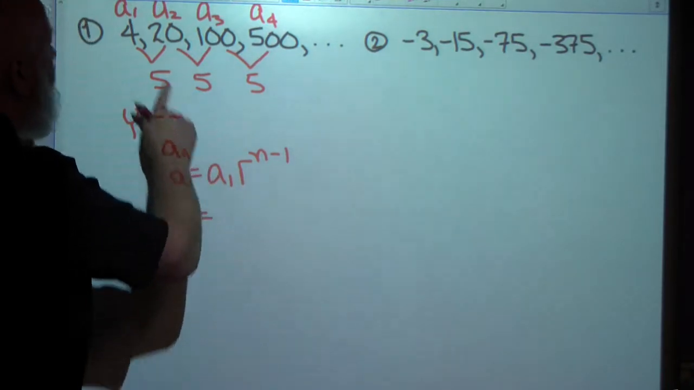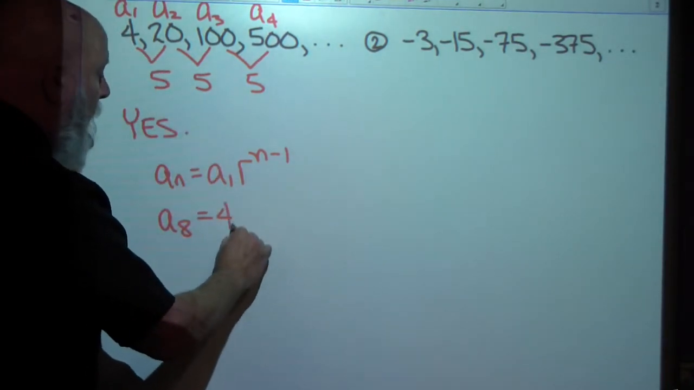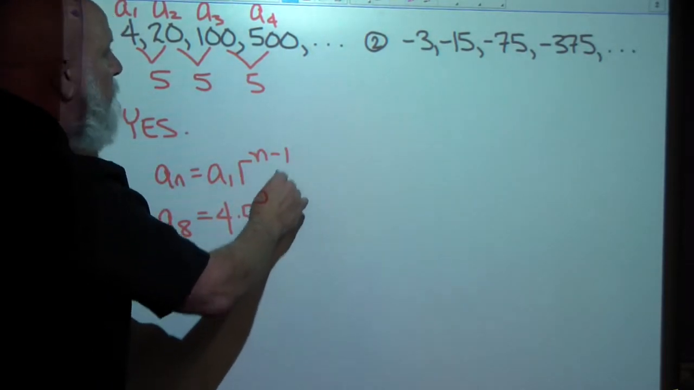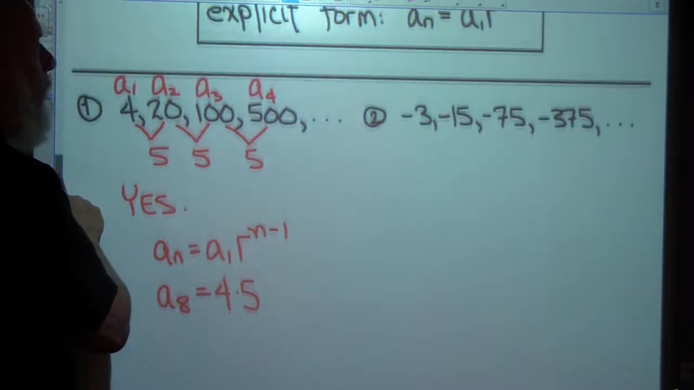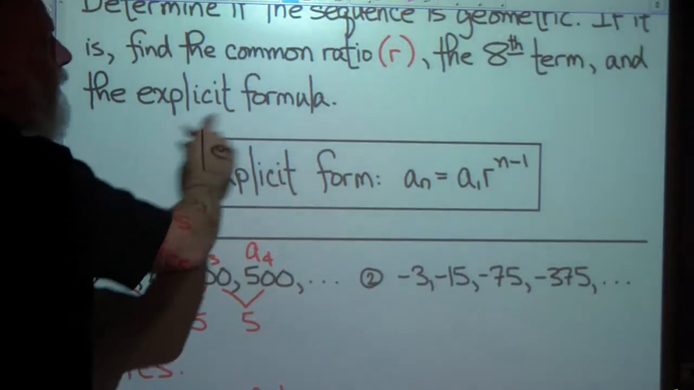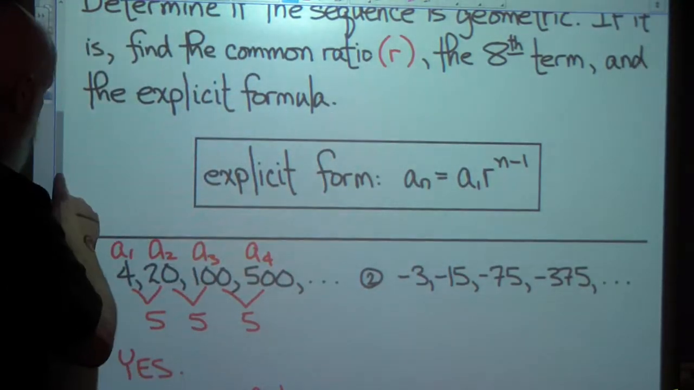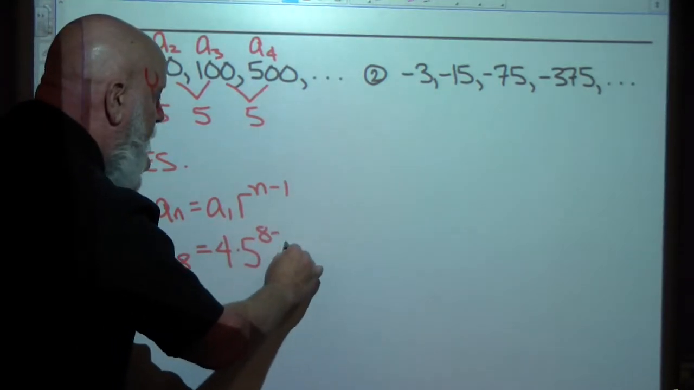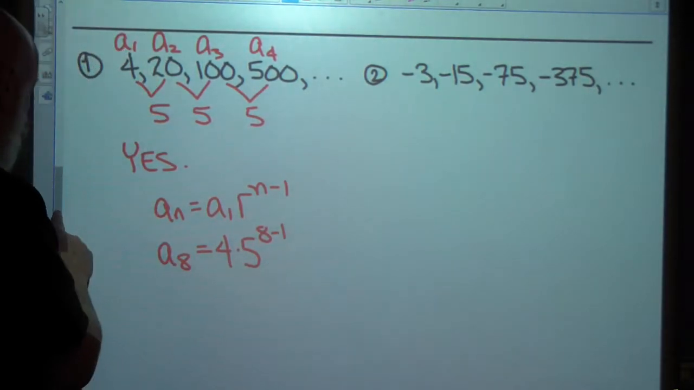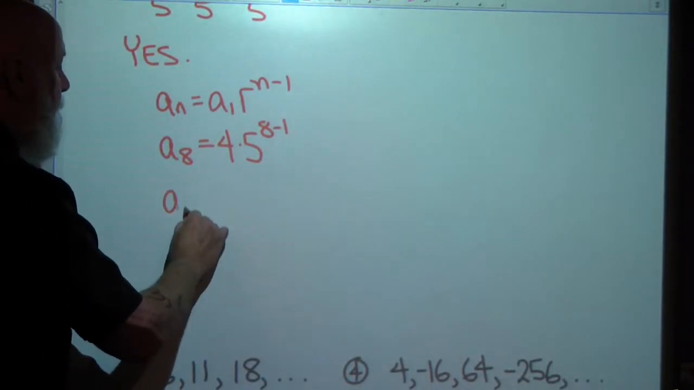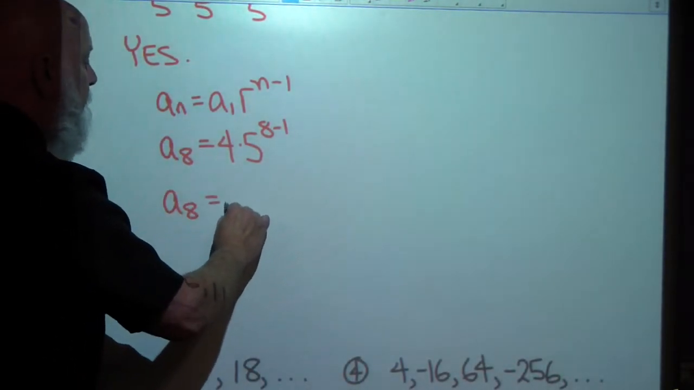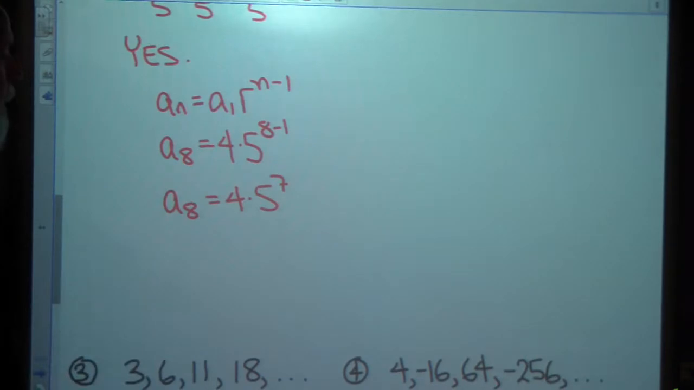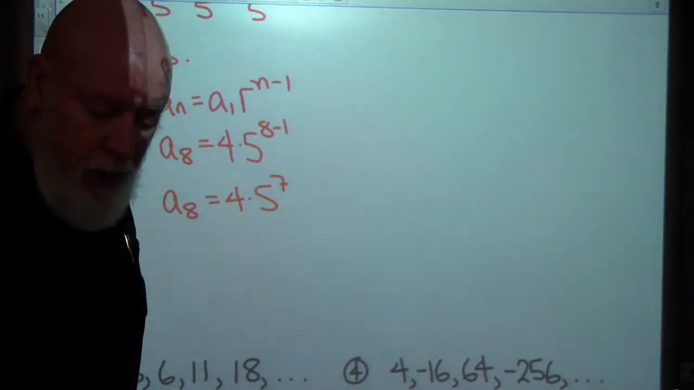So a sub 1 is the first term, 4. r, we just found, was 5, the common ratio. And n minus 1, well, n is the term we're looking for. We're looking for the 8th term. So I'm going to plug an 8 in here for n. And 8 minus 1, I'm going to rewrite that here as 7, just to simplify it a little bit. a sub 8 is equal to 4 times 5 to the 7. And then we'll just do that with our calculator. And that'll give us the 8th term in that geometric sequence.